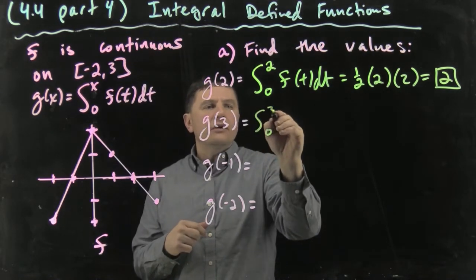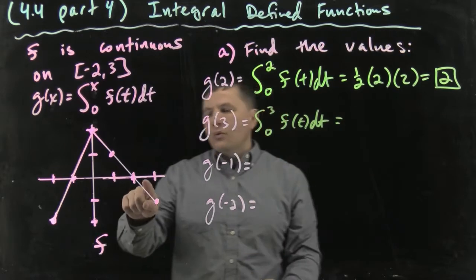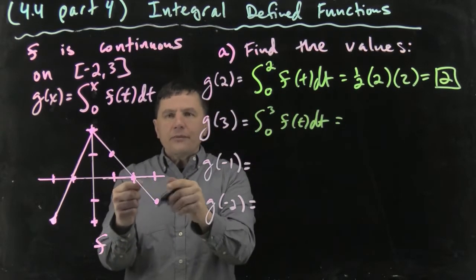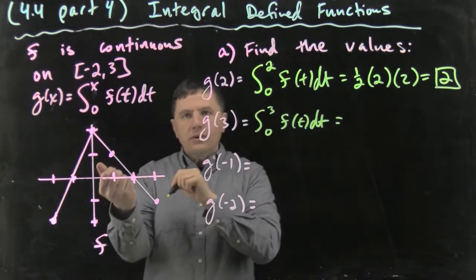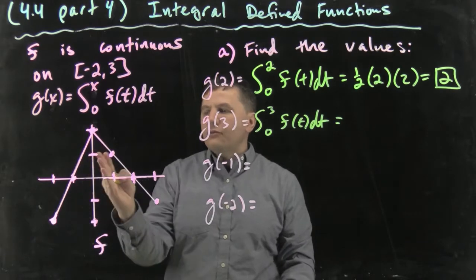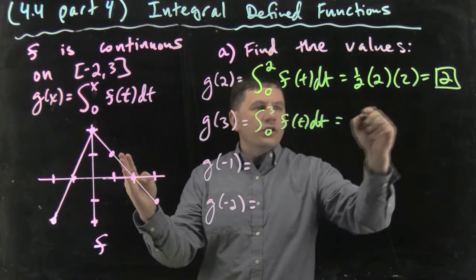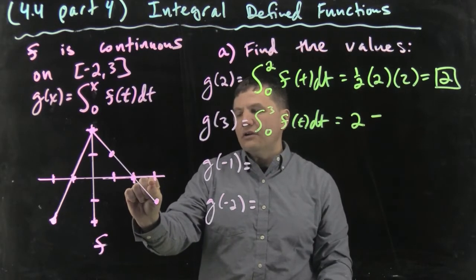Not much different here, except when the function drops below, we're talking about the area between the x-axis and the function, but that's going to be a negative value instead of a positive value. So we're still integrating from 0 to 2. We already know that's positive 2. We don't have to redo that. But then what we're doing is we're subtracting this little area down here.